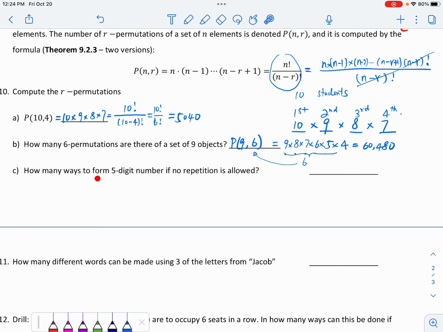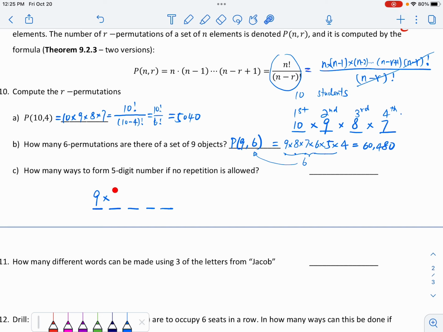How many ways are there to form a 5-digit number if no repetition is allowed? Okay, so I have a 5-digit number. How many ways can I fill in the first digit? Because for this to be a 5-digit number, the first one cannot be 0, right? Therefore, I have 9 numbers to choose from for the first one. There are 10 digits, but the first one cannot be 0, so you can choose 1 to 9. So 9 ways to choose the first digit.